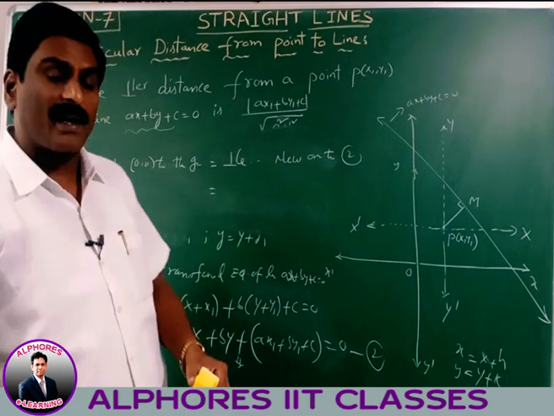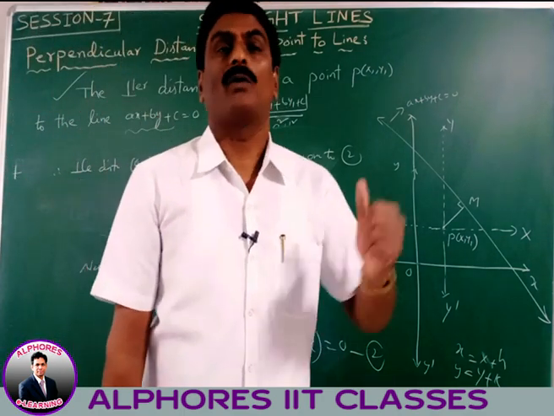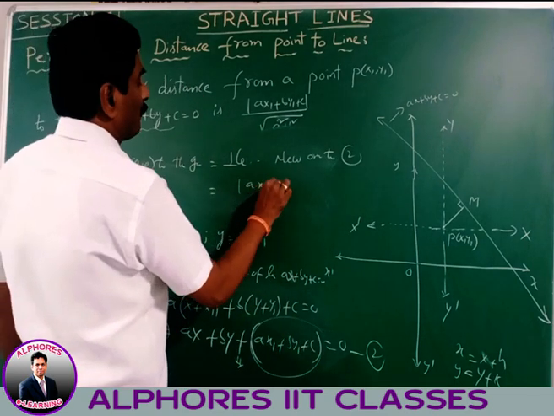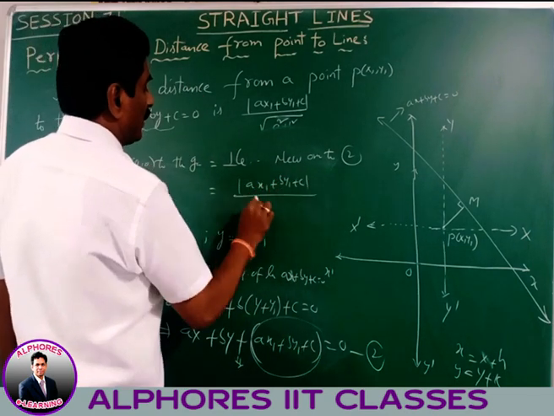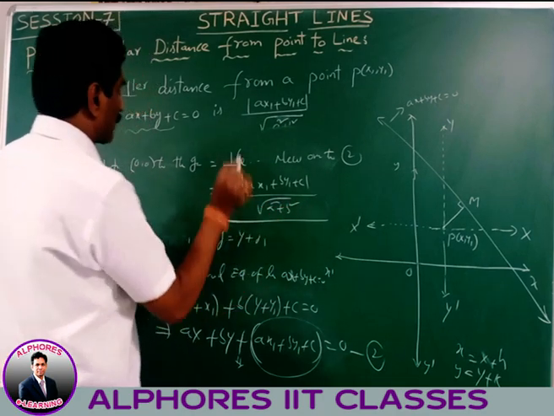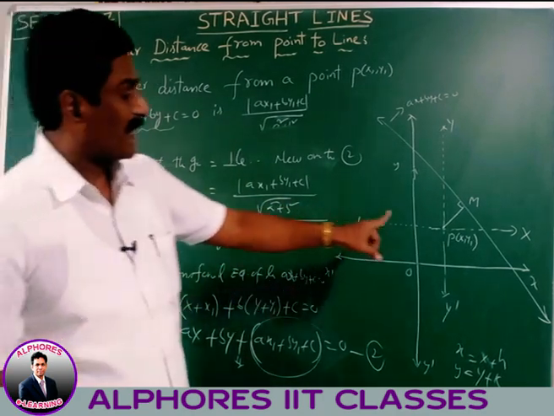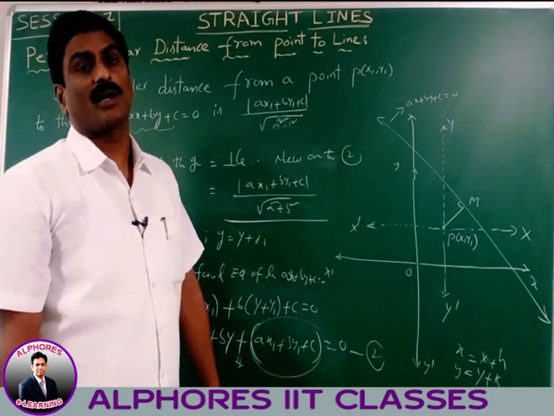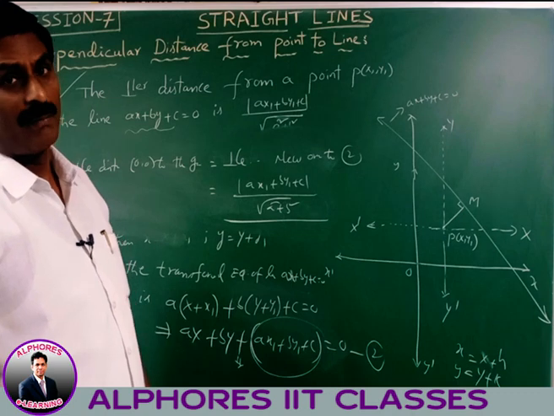What is the perpendicular distance from origin to the line? Mod c by root over a square plus b square. What is the value of c? It is ax1 + by1 + c. Therefore, the perpendicular distance from P(x1, y1) to the line is mod (ax1 + by1 + c) by root over a square plus b square. Please note this value.